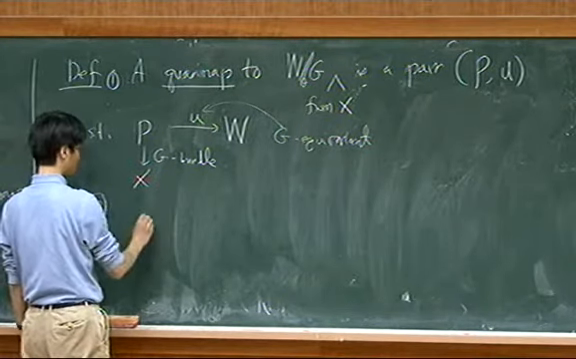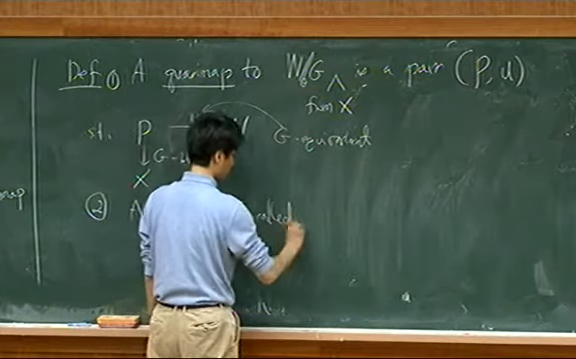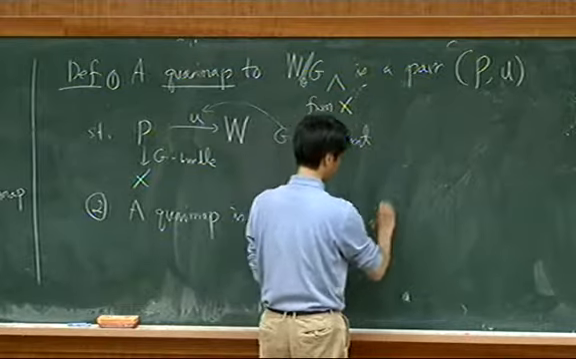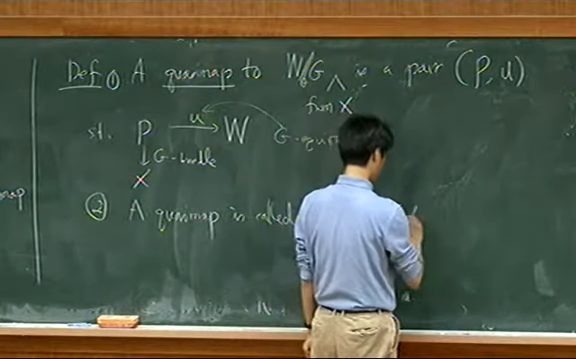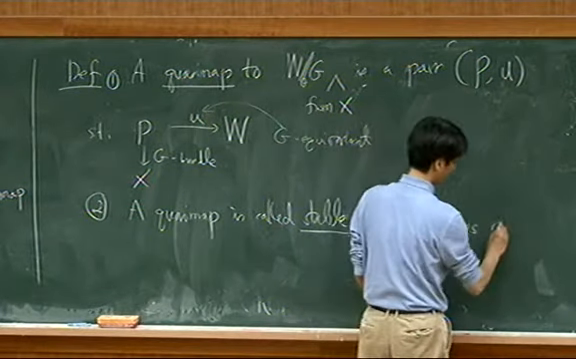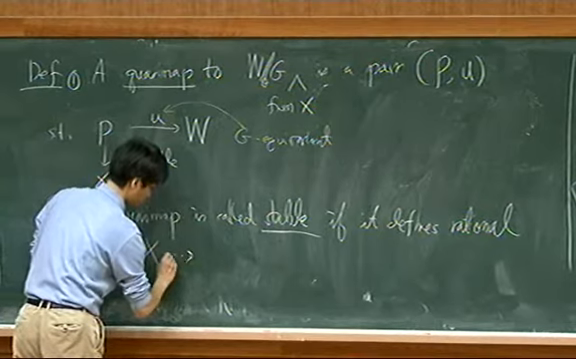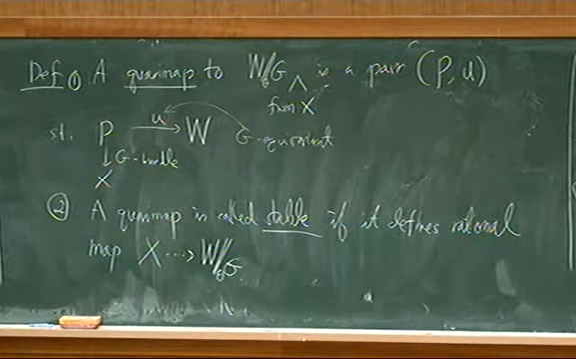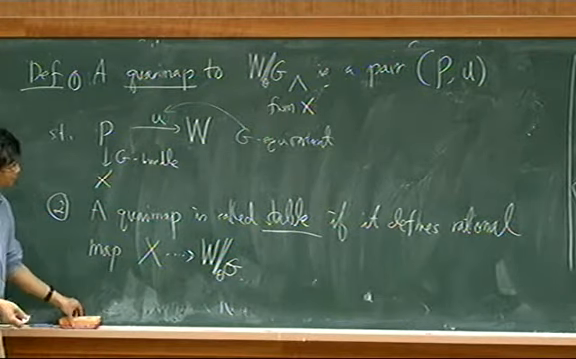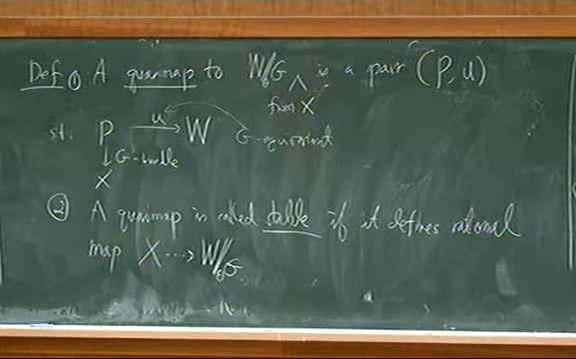by requiring that the quotient map is called stable if generically it lands on the stable locus. So in other words, if it defines a rational map X to W mod G.